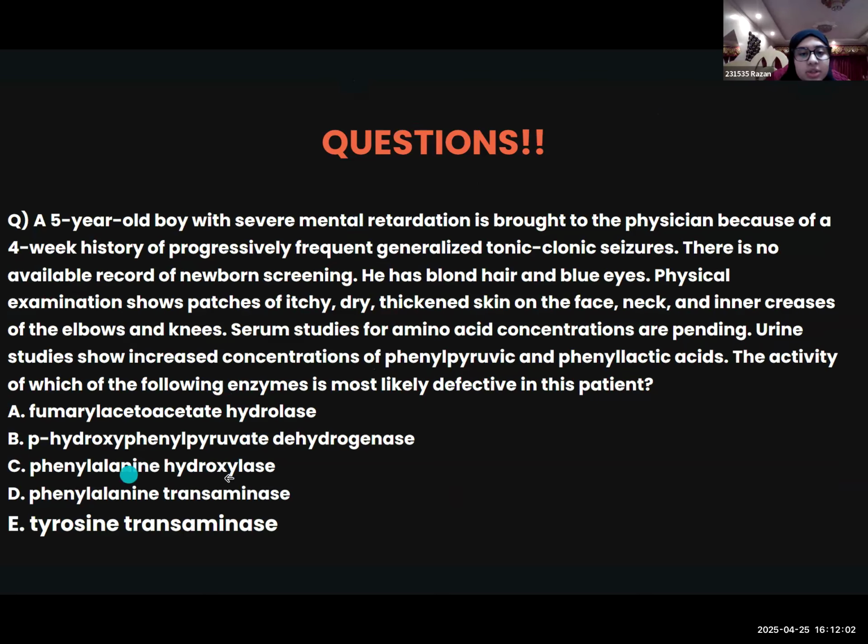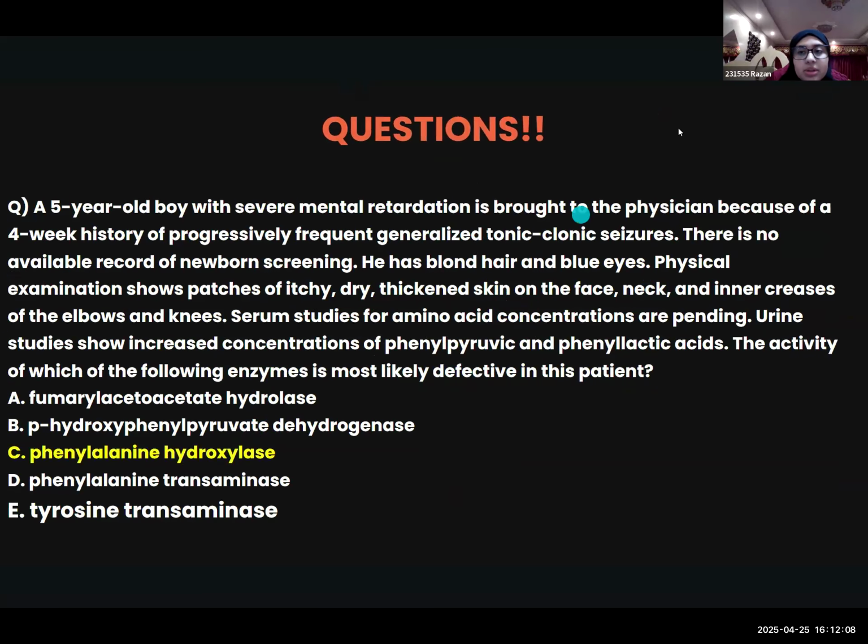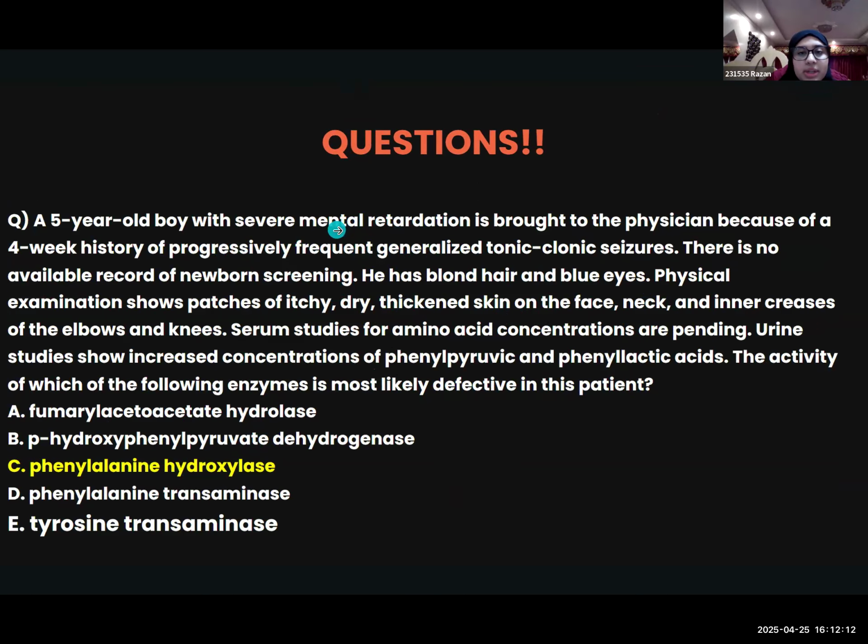C. Phenylalanine hydroxylase deficiency. So the key word here would be that the patient has chronic seizure. Yeah, they have phenylpyruvic and phenylacetic acid. And as we mentioned, phenylalanine, since it's accumulating, is going to be converted into phenylketone. Next question.